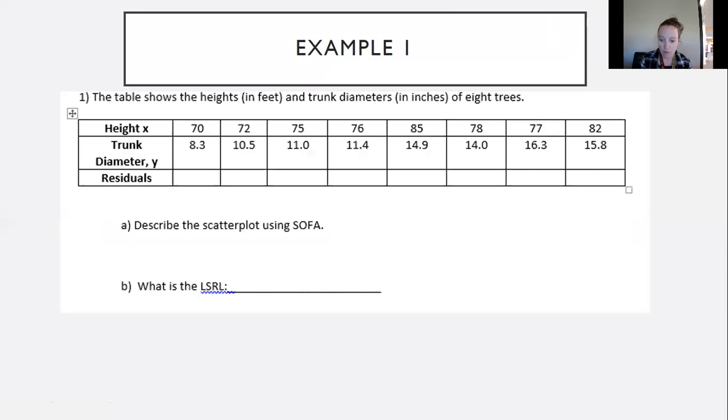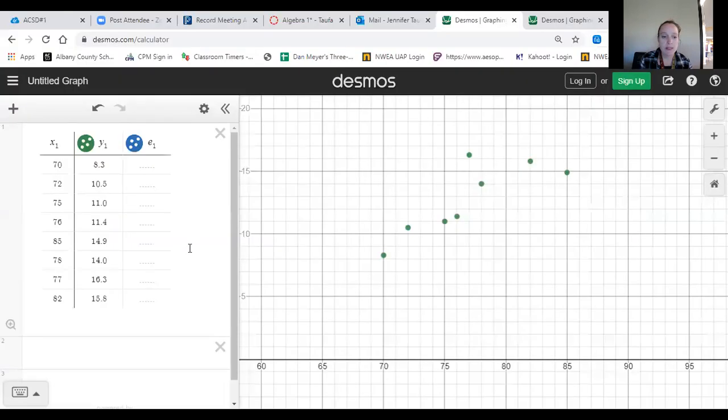So go to Desmos, and you're going to put this table in. Now, how do you get a table? Well, you just click on the add sign and scroll down to table. Now, pause the video here and add in your data table. Don't worry about that E column. We'll explain that later. You should have X1, Y1.